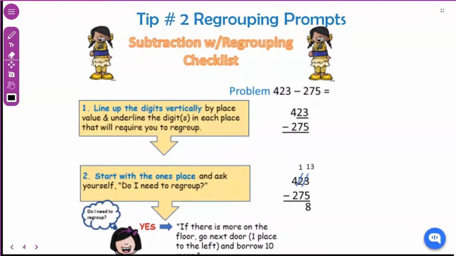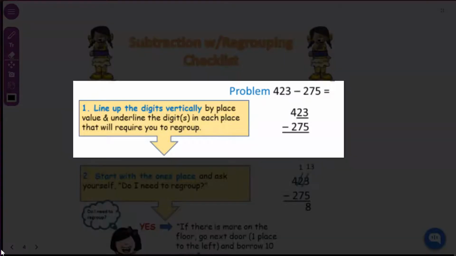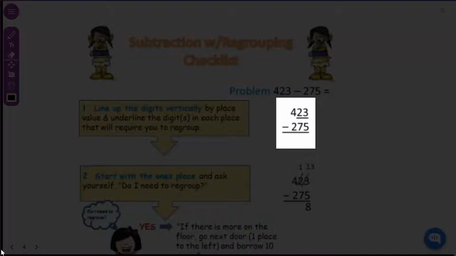Tip number 2, provide regrouping prompts. Students tend to have the most difficulty remembering when to regroup, so it's good to provide them with strategies that will prompt their thinking of when to regroup. For example, before solving a subtraction problem, you may want to remind them to first identify each place where regrouping will be necessary by underlining it, as you can see here.